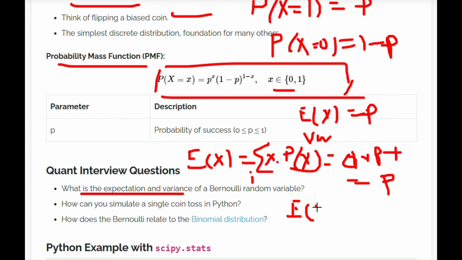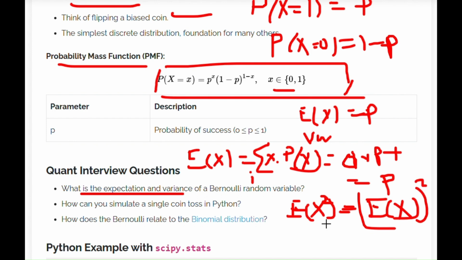For variance, you can use the expression, the expected value of x squared minus the expected value of x, whole squared. This gives us the variance of x. And if you evaluate this, you'll get p times 1 minus p as a variance. How can you simulate a single coin toss in Python? We sample points from a Bernoulli distribution, as we'll see in the examples in a minute.